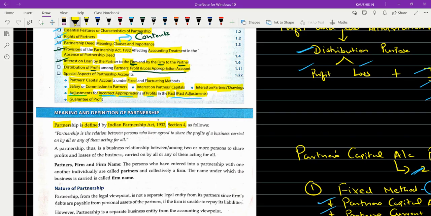They can give you this in a match-the-following question also. On one side, they may give you Section 4, Indian Partnership Act 1932.